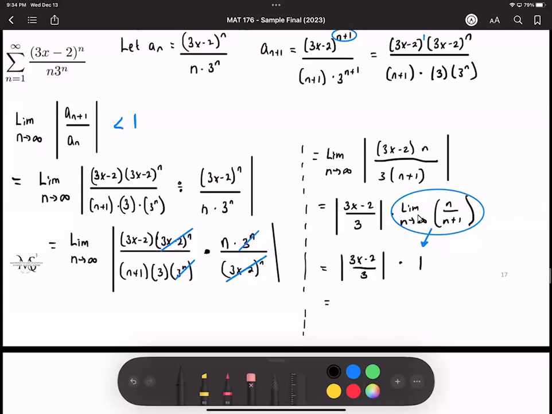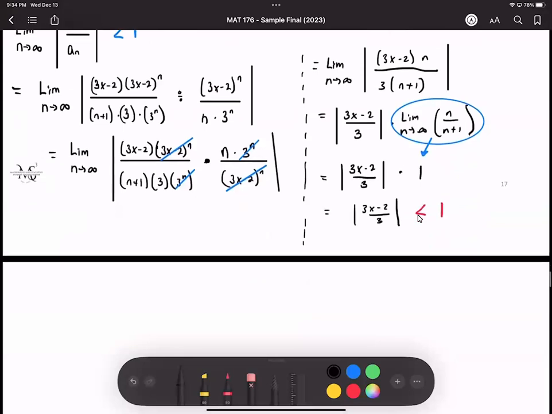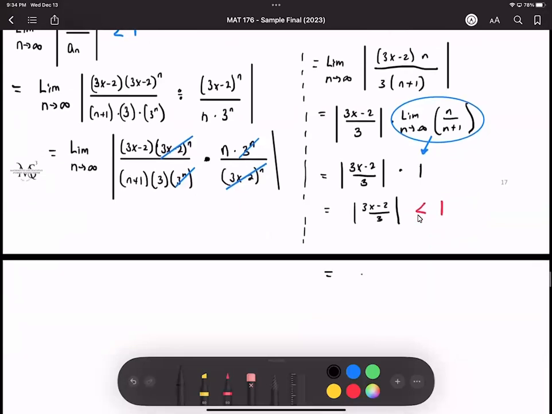When you multiply these two things together, you're still going to get the absolute value of (3x - 2) over 3. But now just remember, in order for you to have convergence, that absolute value has to be less than 1. If you want to rewrite it as an interval, this is the same thing as negative 1 is less than (3x - 2) over 3, which is less than positive 1. So now what you're going to do is rewrite this inequality where the middle is just going to be x.